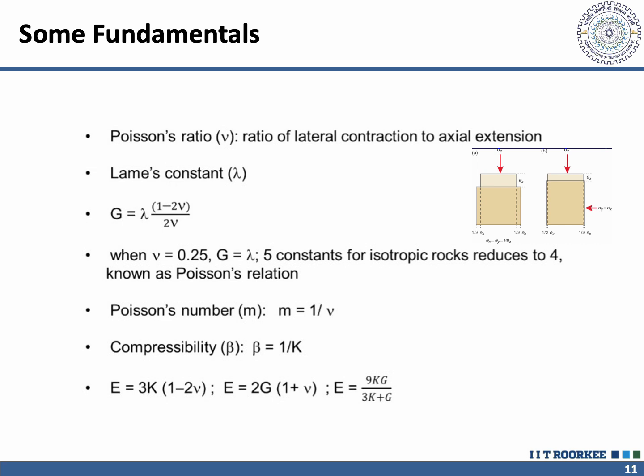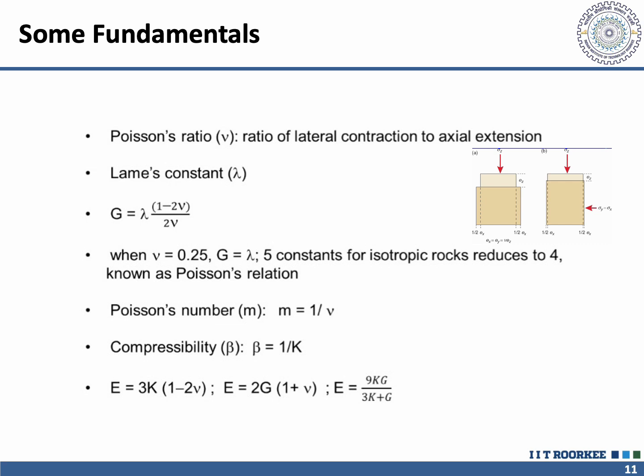The Lamé constant is one of the two Lamé parameters in elasticity theory. The other one is G, or the shear modulus. It is used in stress-strain relationships for isotropic materials. The shear modulus G in terms of lambda and the Poisson's ratio can be written like this here. It describes how a material resists the shape change at constant volume.